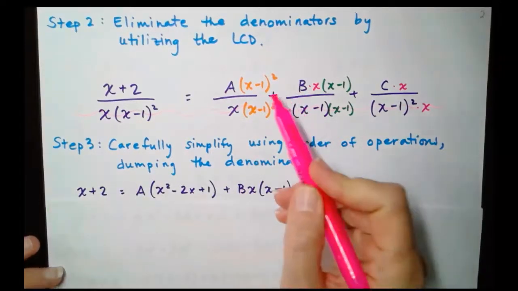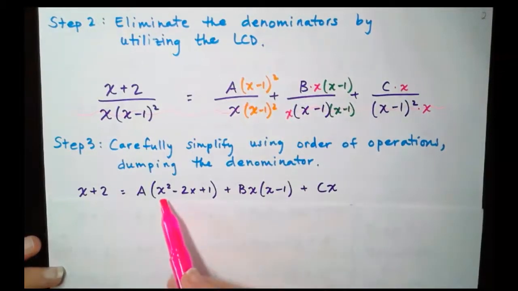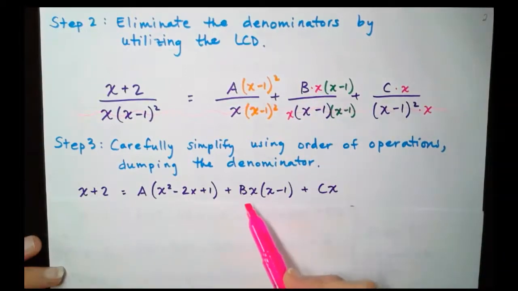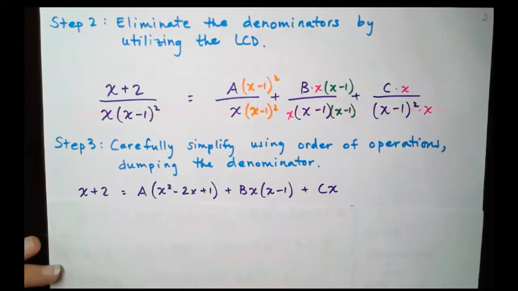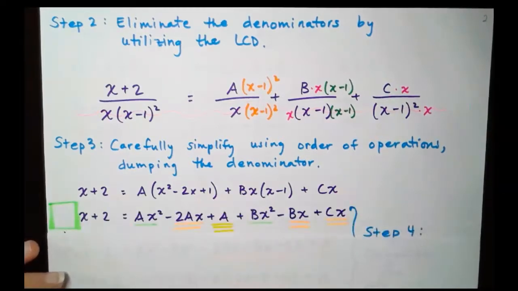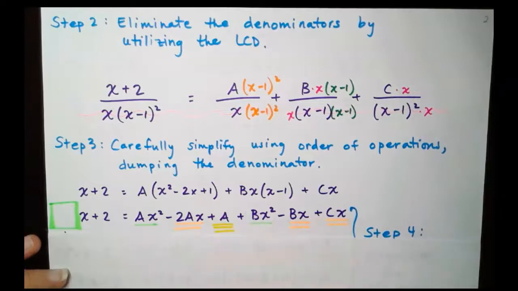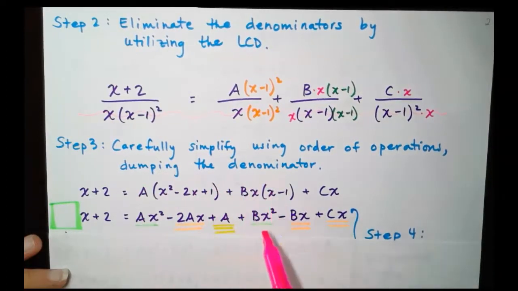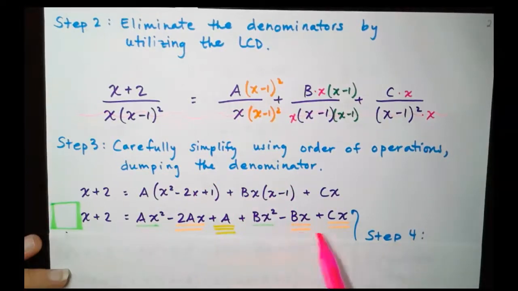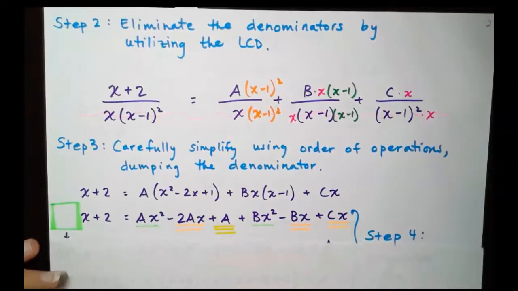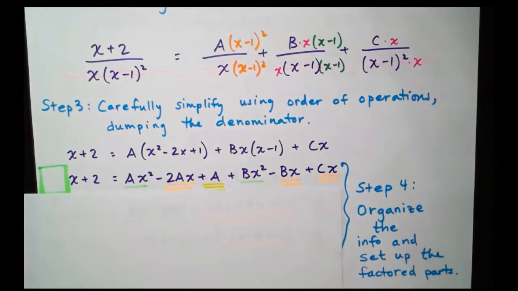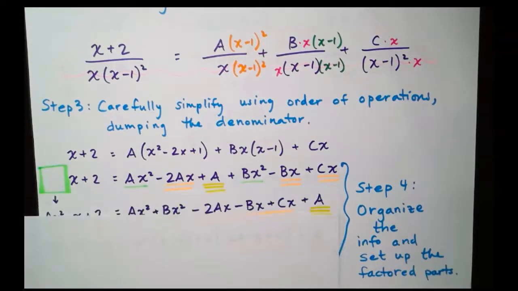So here we go. Obviously, x minus 1 quantity squared gives us x squared minus 2x plus 1. B times x is bx, so bx times x minus 1, and then C times x. I'm continuing on following order of operations and getting everything organized and ready to go. So A times x squared, A times negative 2x, A times 1, bx times x, bx times negative 1, cx. Remember, we want to organize the information and set up all the factored parts. So that's what's coming up here.